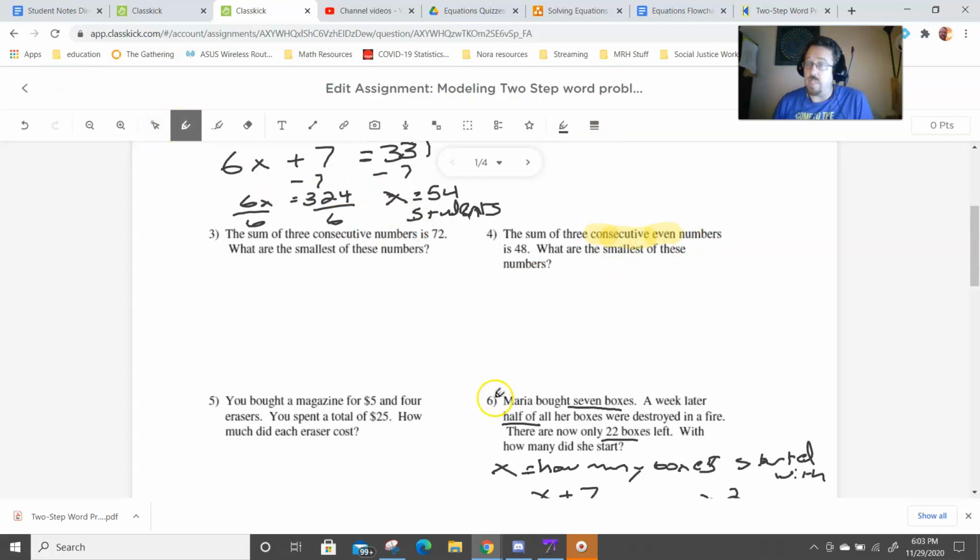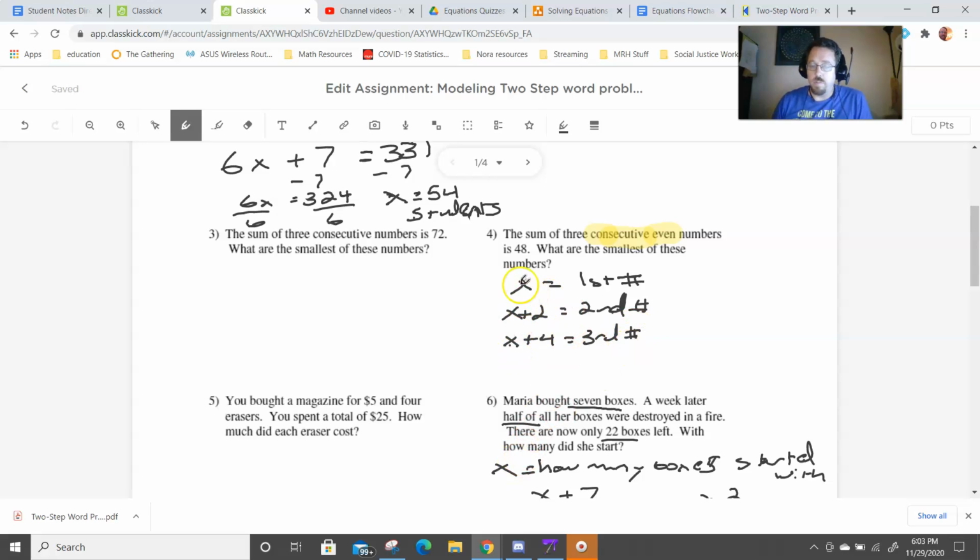Consecutive means in order. And even means even numbers in order. So here's how I'm going to handle this. I've got 3 different numbers. I'm going to say X is my first number. Now the next number is in order from that. Even. So if I started at 2 and I went to 4, that would be my original number plus 2. That's my second number. And then if I want to go to the next number, from there, I'm going to add another 2. So that's going to be X plus 4. So there's my 3 numbers for this one.